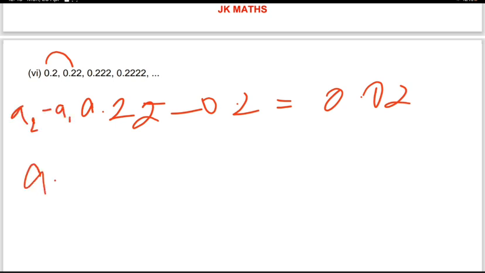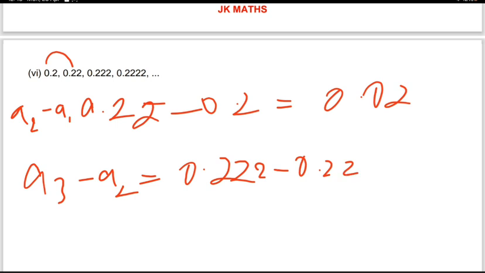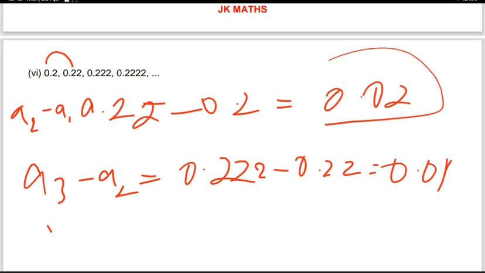And if you take a3 minus a2, 0.222 minus 0.22, that is 0.002. So by this itself you can see 0.02 and 0.002 do not match as common difference. So it does not form an AP.